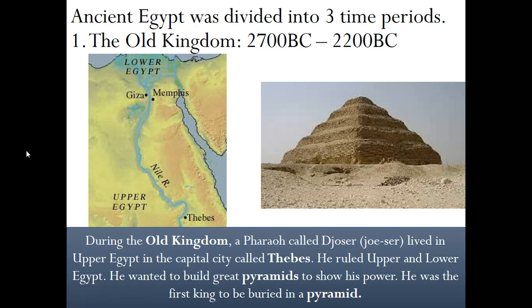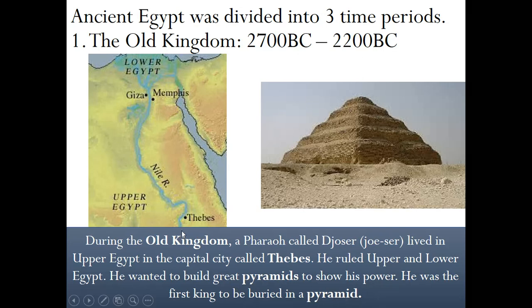1. The Old Kingdom, 2700 BC to 2200 BC. During the Old Kingdom, a pharaoh called Djoser lived in Upper Egypt in the capital city called Thebes. He ruled Upper and Lower Egypt. He wanted to build great pyramids to show his power. He was the first king to be buried in a pyramid.